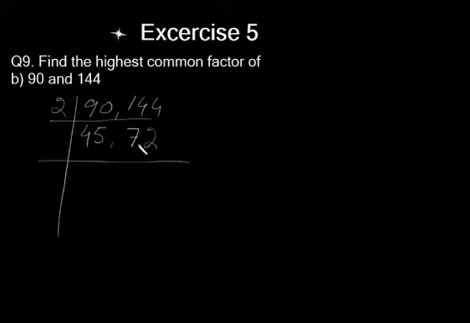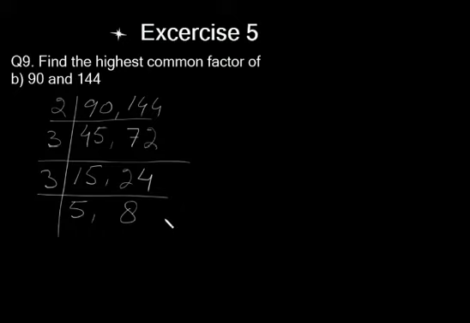Now we have 45 and 72, they can divide by 3. 3 15s are 45, 3 2s are 6, 1 carry makes 12, and 3 4s are 12. Now 15 and 24, once again we can use the table of 3 to divide both numbers 15 and 24. 3 5s are 15 and 3 8s are 24. That's it. We have to stop here because 5 and 8 cannot be divided by the same number, like there's no common factor between 5 and 8. Now for the HCF you simply multiply these three numbers together, means 2 into 3 into 3, that makes 3 2s are 6, 3 6s are 18. So 18 is the HCF of 90 and 144.